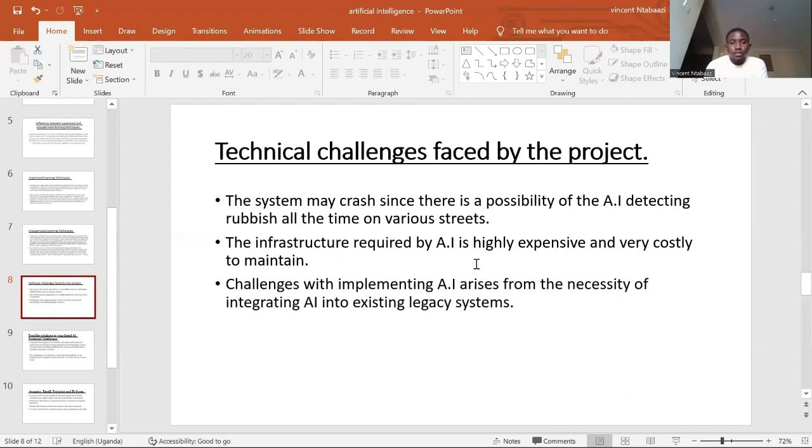Challenges with implementing the AI arise from the necessity of integrating AI into existing legacy systems. This means that there's already a system working for the KCCA members. So bringing in your new project to work with their projects is not going to be easy since they already have something working for them.